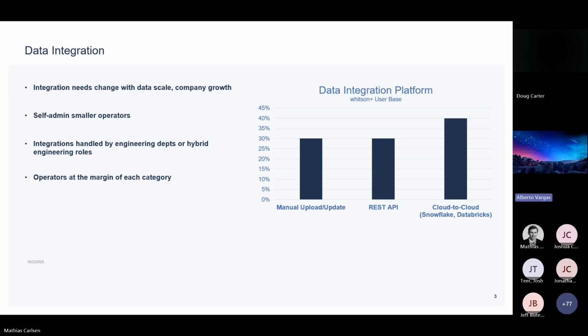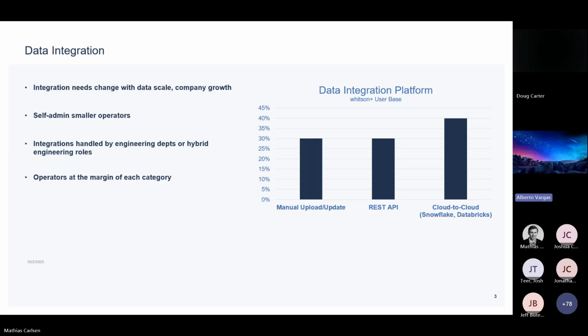I've done all three of the major patterns for the integration: manual uploads and updates, and through the REST API. And most recently, working for Cord, I've done this, as the title states, for about 4,500 wells using cloud-to-cloud integration with Snowflake.